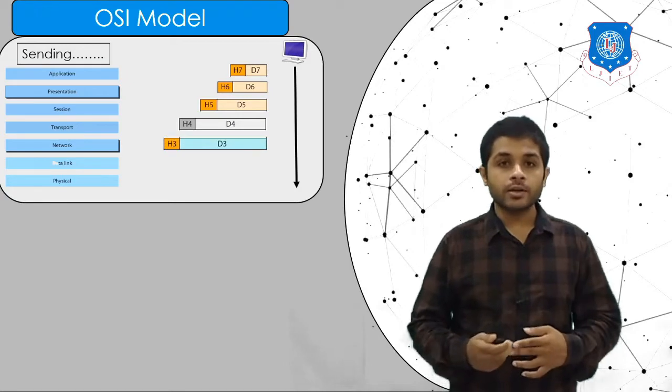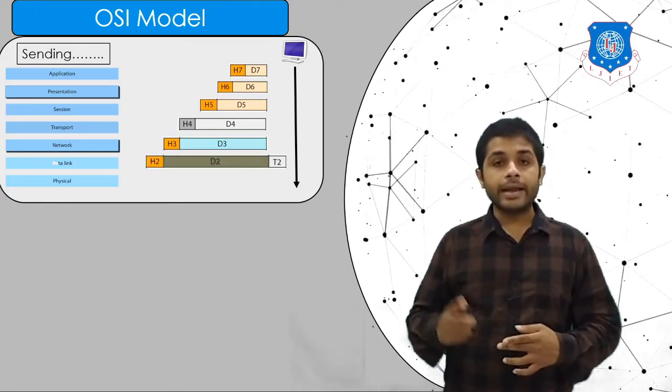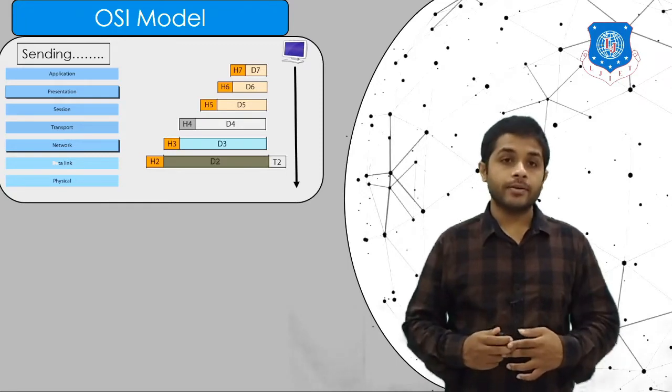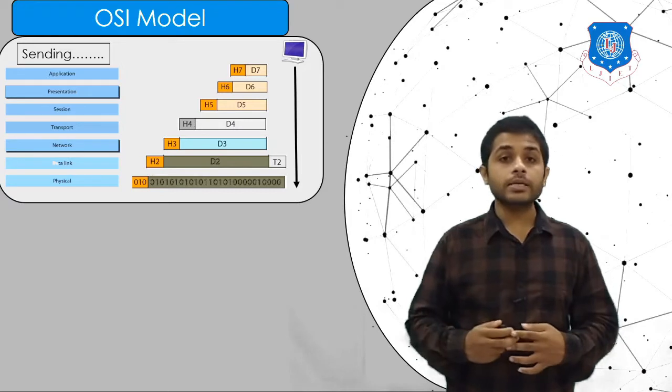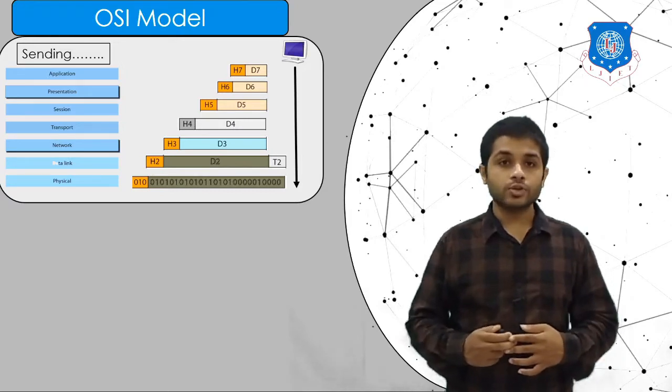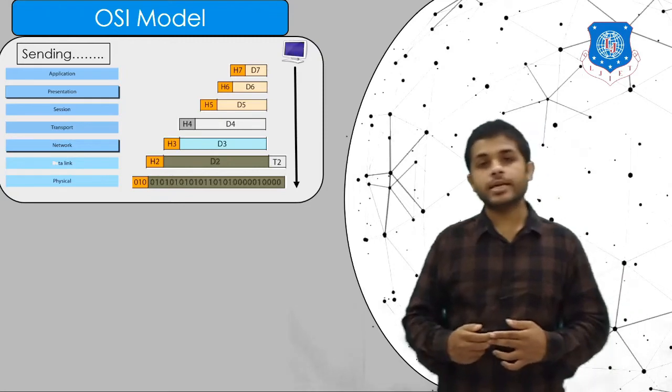In the network layer, H3 will be added. In the data link layer, a header and trailer will be added. And in the physical layer, all the data will be converted into bits. So it will be converted into signals and sent to the destination.